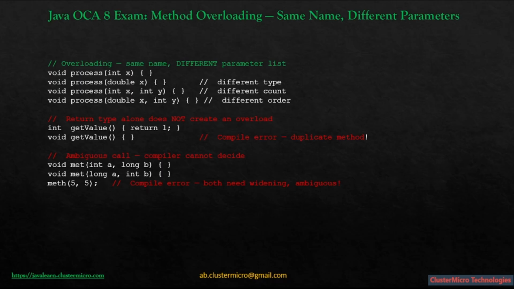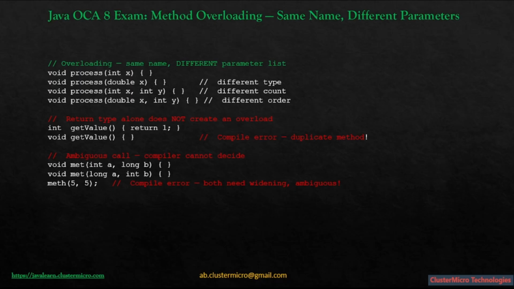Valid overloads look like void process(int x), void process(double x), void process(int x, int y), void process(double x, int y). All four of these are valid overloads of the process method. The first two differ by parameter type, int versus double. The third differs by parameter count, two parameters instead of one, and the fourth differs by parameter order, double first and then int. Any difference in the parameter list, like type, count or order, creates a valid overload. The compiler can distinguish between them.